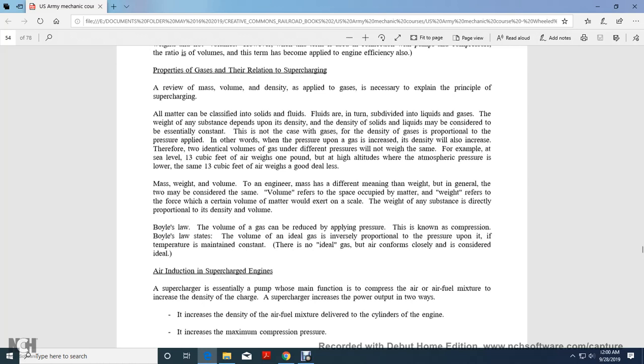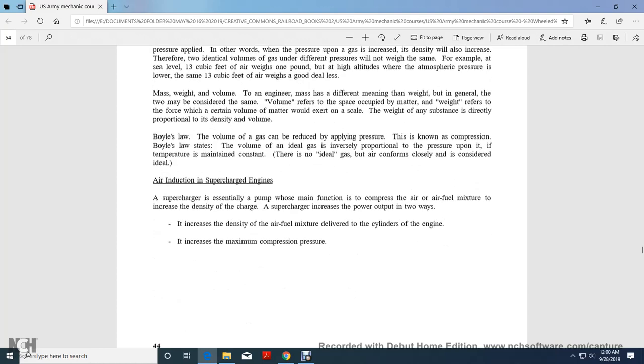For example, at sea level 13 cubic feet of air weighs 1 pound, but at higher altitude, where atmospheric pressure is lower, 13 cubic feet of air weighs a good deal less. Most engineers consider weight and volume to have different meanings, although in general the two may be considered alike. Volume refers to the space occupied by matter, while weight refers to the force exerted by a certain volume of matter on a scale. Weight of a substance is directly proportional to density and volume.